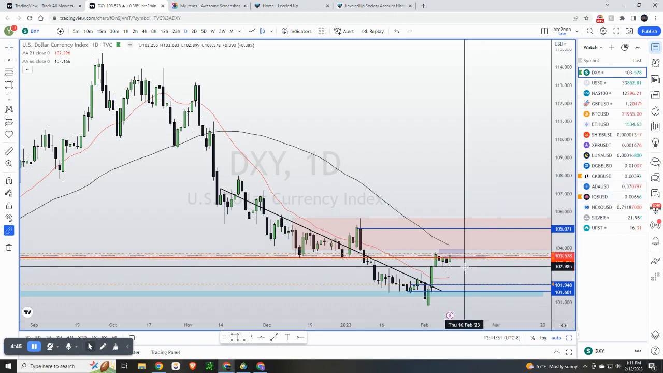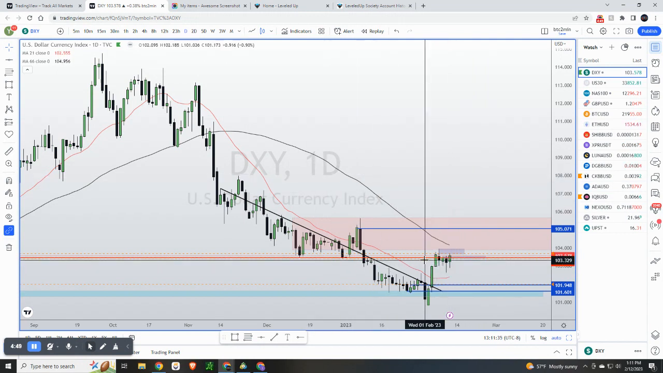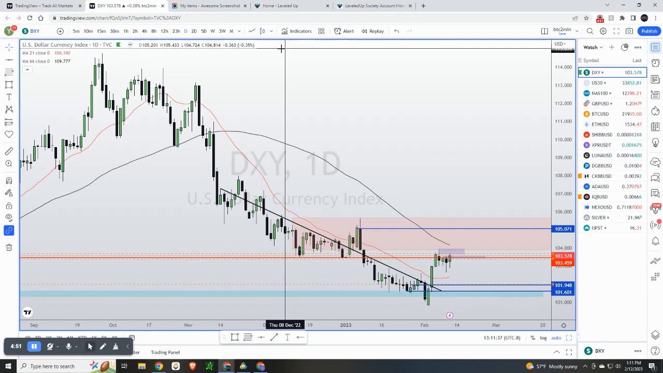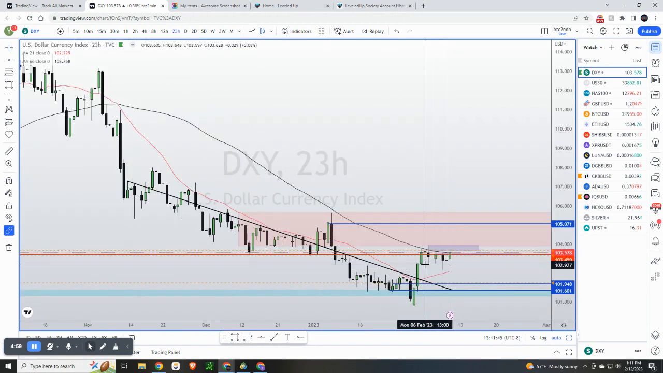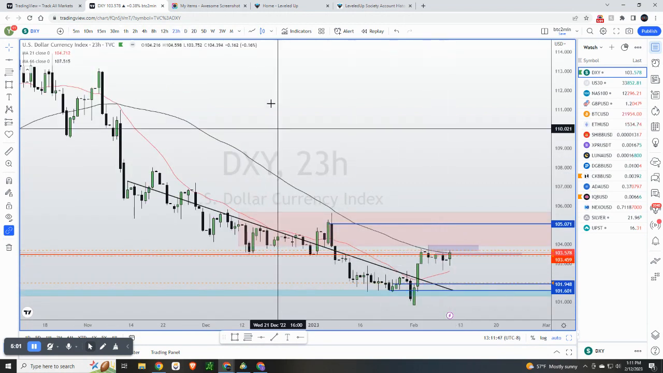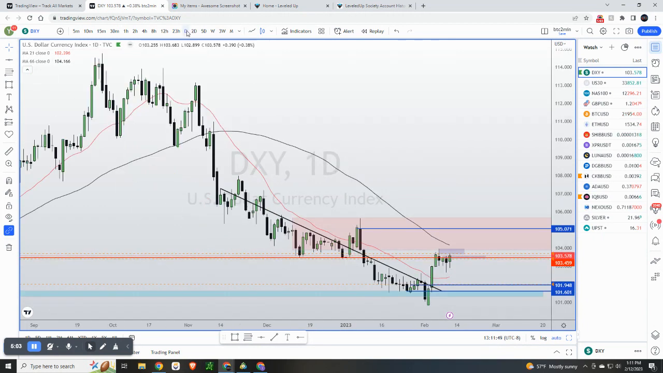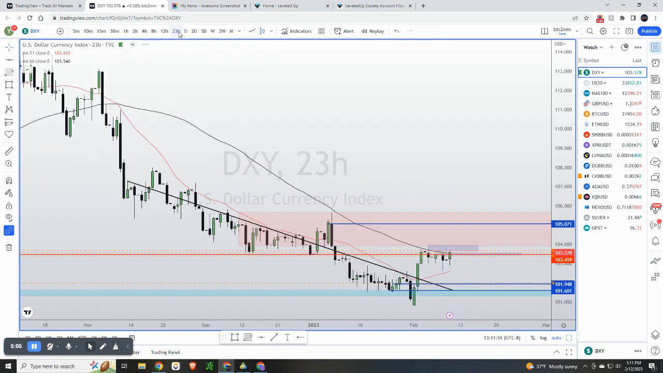For now, as you can see, there's been a lot of consolidation these past few days. This is a daily chart. Now, just like the detailed monthly chart, there's a detailed daily chart. For me, it is a 23-hour chart. I talk about this a lot. You can see you get a little more detail out of these candles. This is the daily. This is the detail daily.